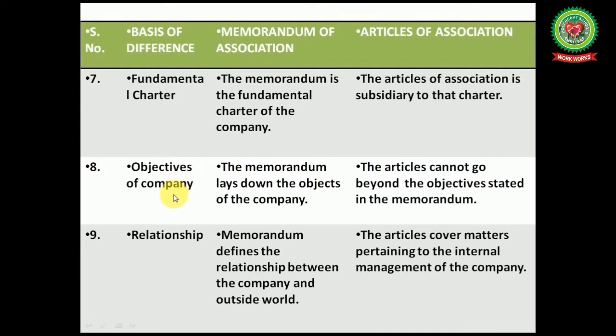Next is objectives of the company. The memorandum lays down the objects of the company, but the articles cannot go beyond the objectives stated in the memorandum. The ninth difference is relationship. The memorandum of association defines the relationship between the company and the outside world, but the articles cover the matters pertaining to the internal management of the company. Means the articles of association relate to the internal management and the memorandum of association relates to the outside world.